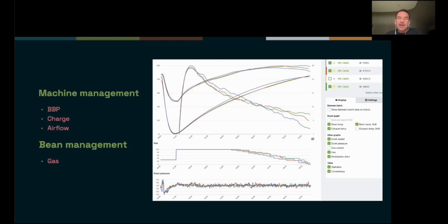So I think of the between batch protocol, the charge temperature, the airflow, the RPM as machine management. They have nothing to do with the coffee involved. It just has to do with the machine and the batch size and managing the big picture, and then adjusting things for individual coffees comes down to just adjusting the gas settings and nothing else. If you use this system, things will be quite easy.